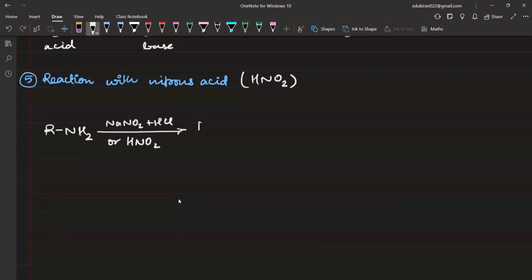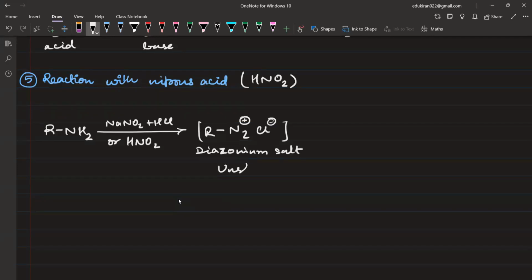You are going to get RN2+ Cl-. This is diazonium salt, which is quite unstable. As soon as it reacts with moisture, in the presence of a bit of heat, it gives ROH, that is alcohol, and it gives you HCl gas. Now, this part where we are having alcohol, we have seen this when we were doing the method of preparation of alcohols.